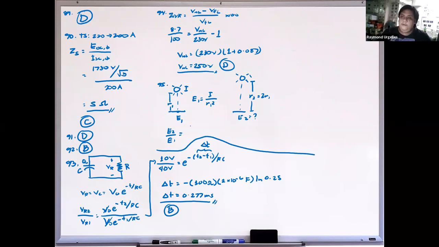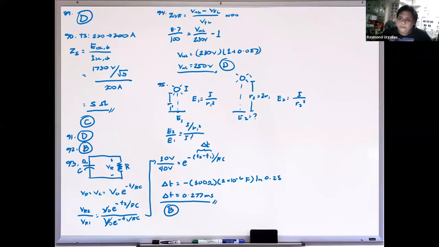This is given by I over R1 squared. What will be the illumination here? That's I over R2 squared. When we solve this, the intensity will cancel, because the same lamp was used, so the intensity should be the same. So you will get E2 equal to R1 over R2, this quantity squared, times E1.